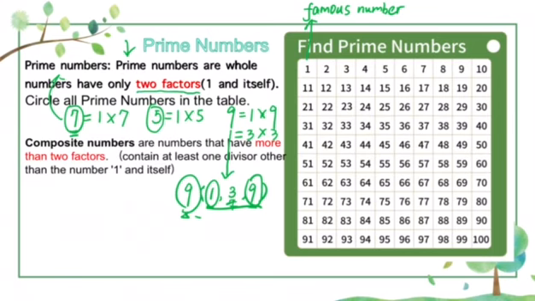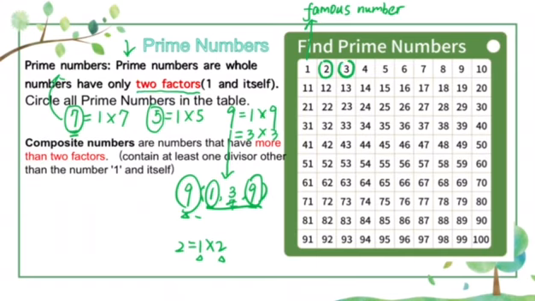And the next one, 2. 2 is an even number. And 2 equals 1 times 2, right? And 2 only has the factors 1 and itself. So 2 is a prime number. Circle it. So how about 3?